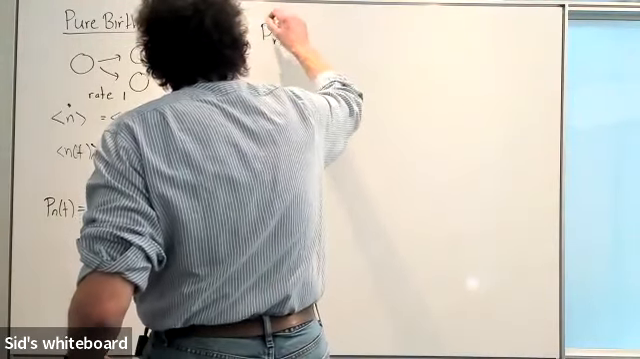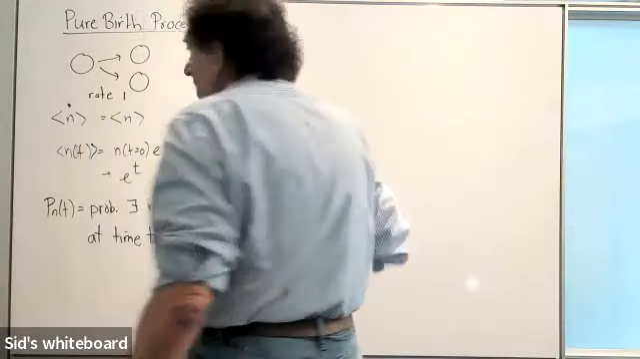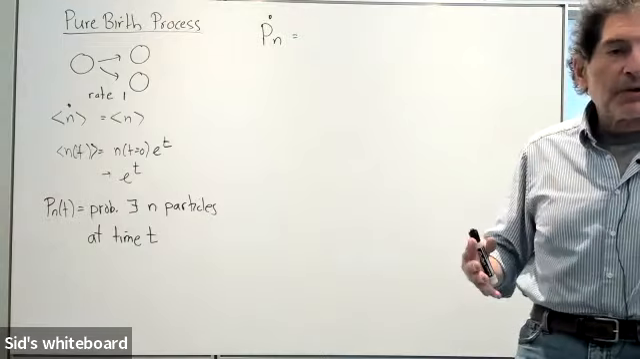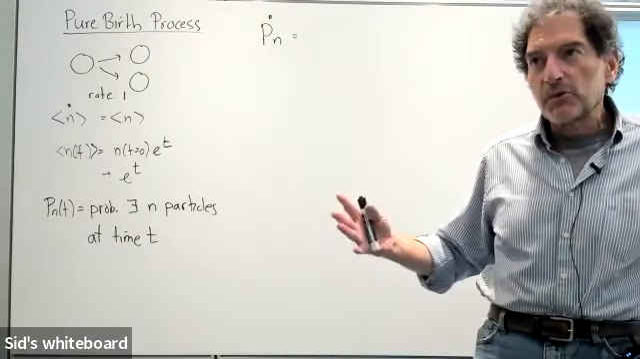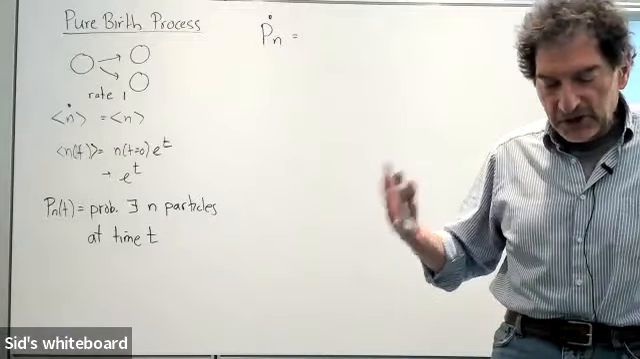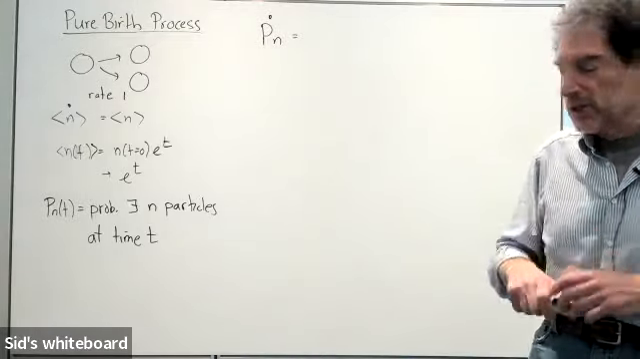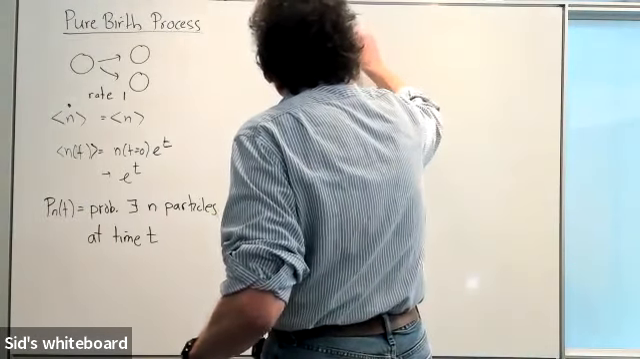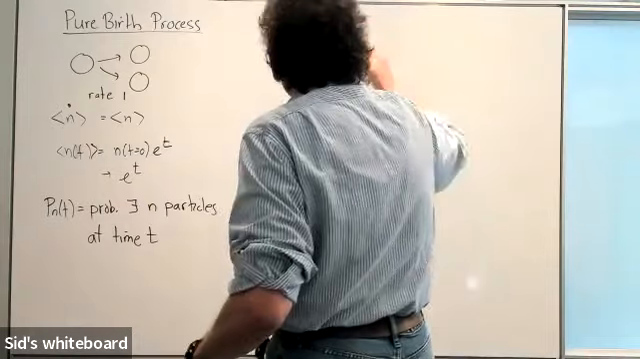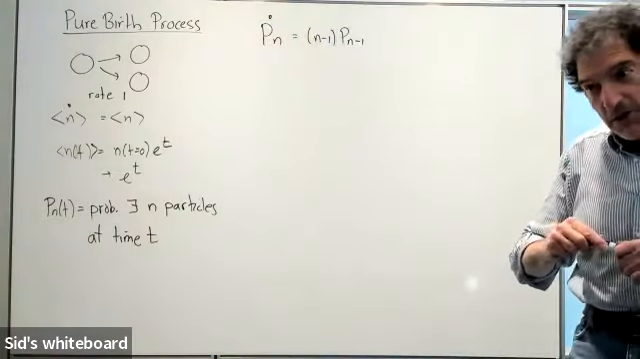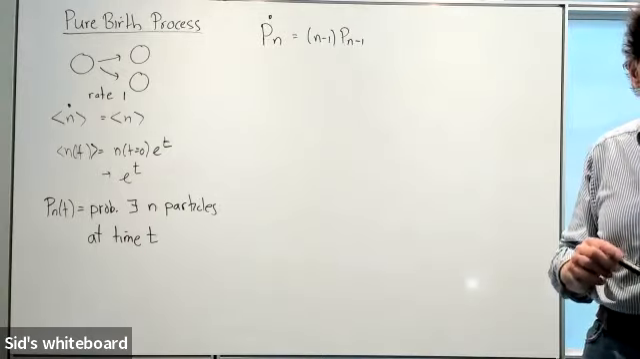Pn dot is equal to. So how does this change? Well, one way it can change is I could have n-1 particles, and any one of them gives birth with rate 1. So the total rate of giving birth when I have a system of n-1 particles is n-1. With this total rate n-1, and this happens with probability Pn-1, I will contribute to the gain of Pn because I'll then increase the probability that there are n particles in the system.